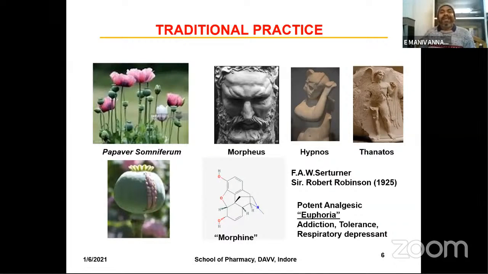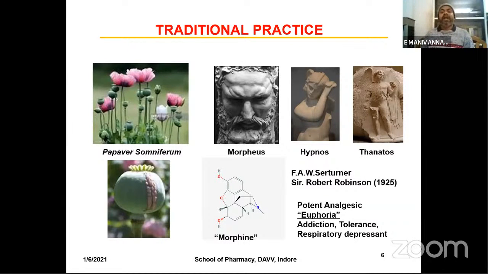So these are the best examples. The atropine alkaloid from Atropa belladonna, the cinchona alkaloid quinine from Cinchona officinalis, and the morphine alkaloid from Papaver somniferum. These are all the best examples. These drugs were identified or discovered through traditional practices, the literature, and cultural practice.